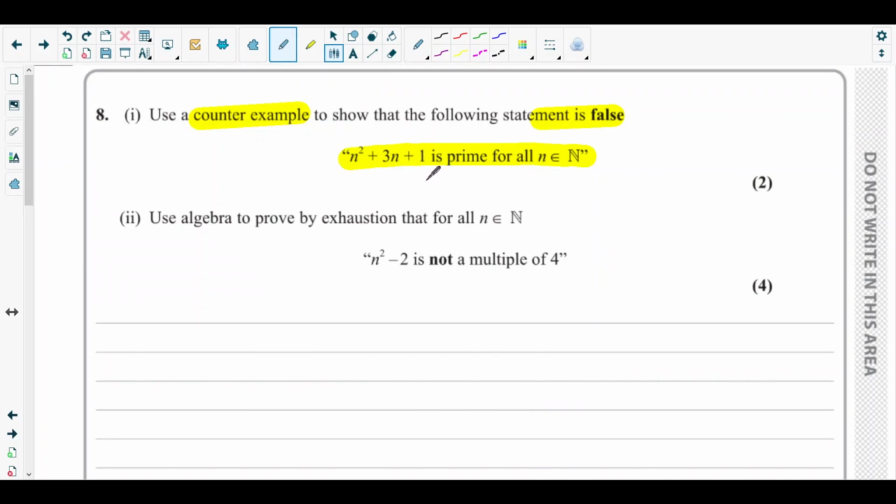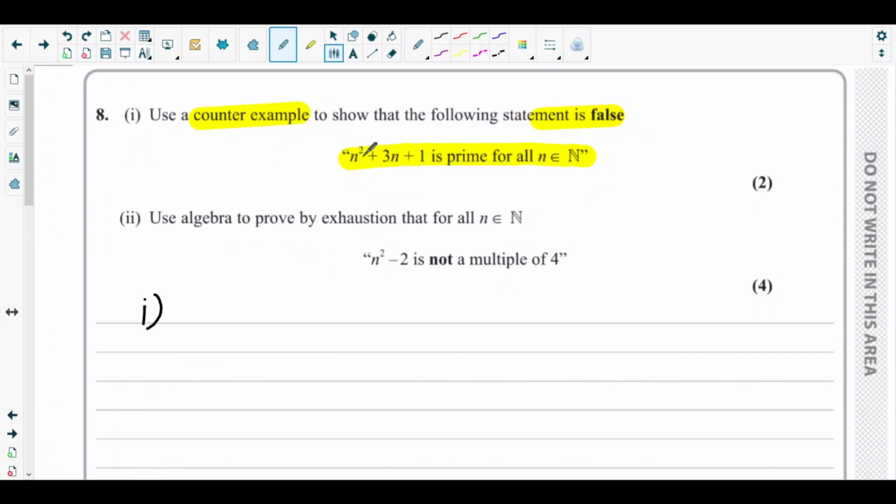Counterexample, the word counter itself says it's giving an example that is opposite. So we should consider a value of n such that n squared plus 3n plus 1 will not be prime. At first, let's try n equals 1. So 1 plus 3 plus 1, which is 5. 5 is a prime number, so we reject this one.